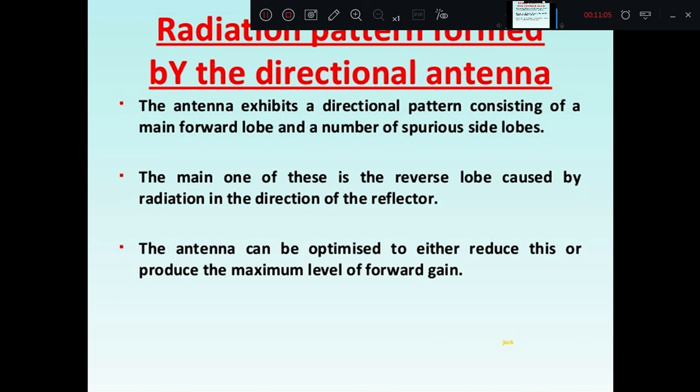The main one of these is the reverse lobe or back lobe, caused by the radiation in the direction of the reflector, because the reflector is the first element we placed, next one is the driven element, and the third one is the director. So when radiation happens in the direction of the reflector, it causes the reverse lobe. The antenna can be optimized to either reduce or produce the maximum level of forward gain.